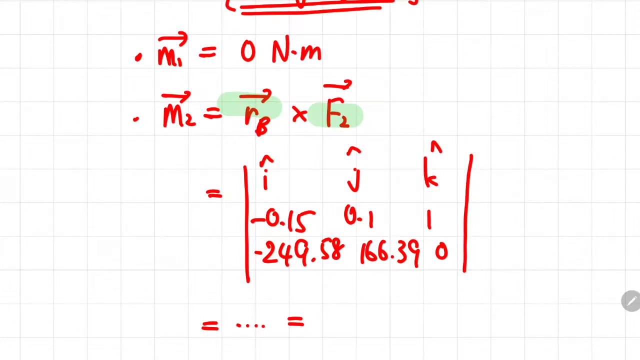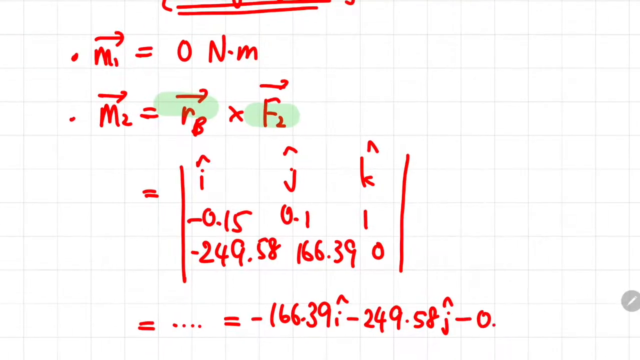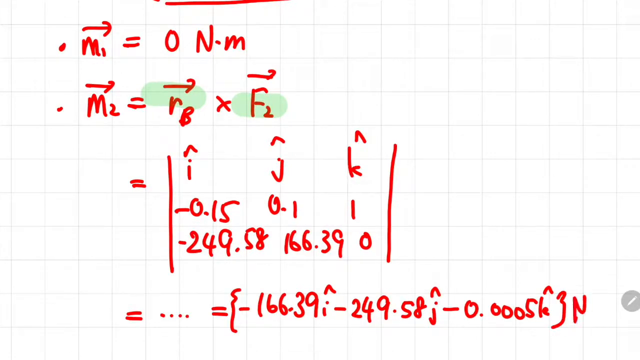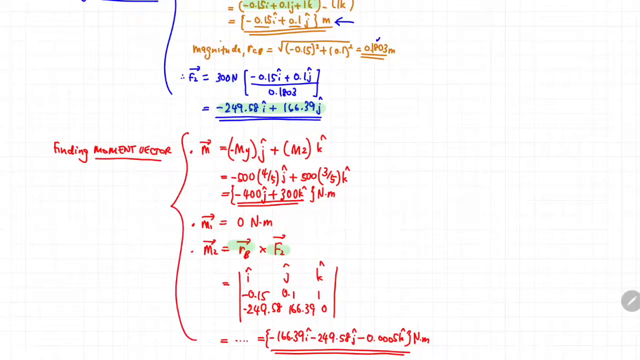Okay, so you will get a corresponding moment vector of negative 166.39 in the direction of i, minus 249.58 in the direction of j, and negative 0.0005 in the direction of k. So that is the vector of your moment caused by force 2. And don't forget to include the unit of your moment, Newton meter. All this calculation in the red colored font is the corresponding moment vector that we need to find.